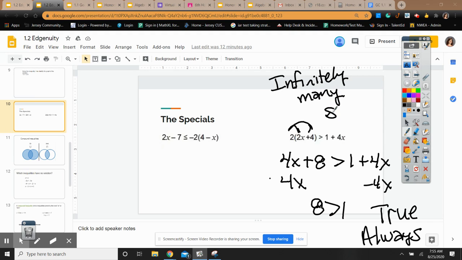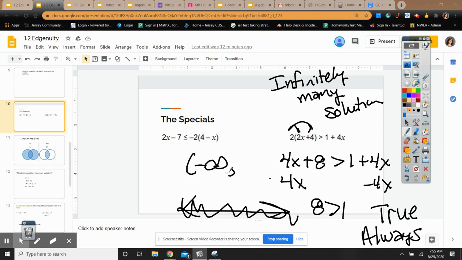The entire graph is a solution set. Anything can be an answer. You might go like this and just color the whole graph. You might say negative infinity to positive infinity as an answer set. There's lots of different things you might say here. So everything makes it true. All real numbers makes it true because if you add 1 to a number that's multiplied by 4, it's always going to be less than if you add 8.